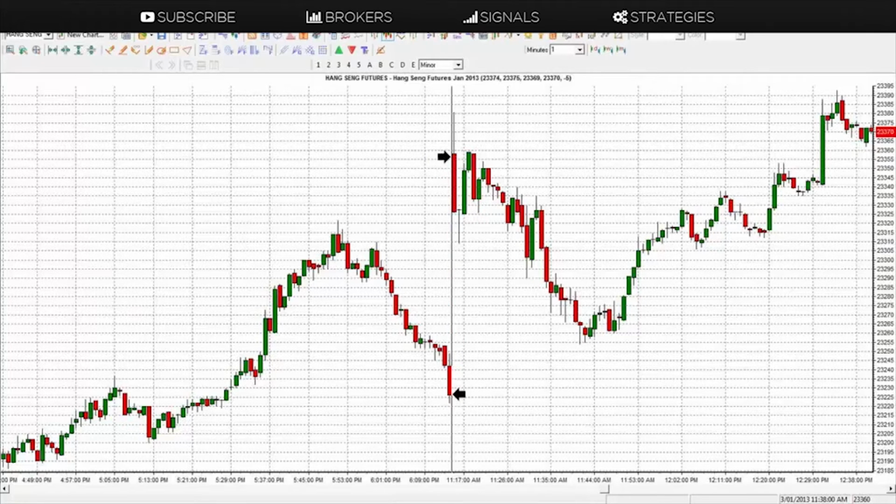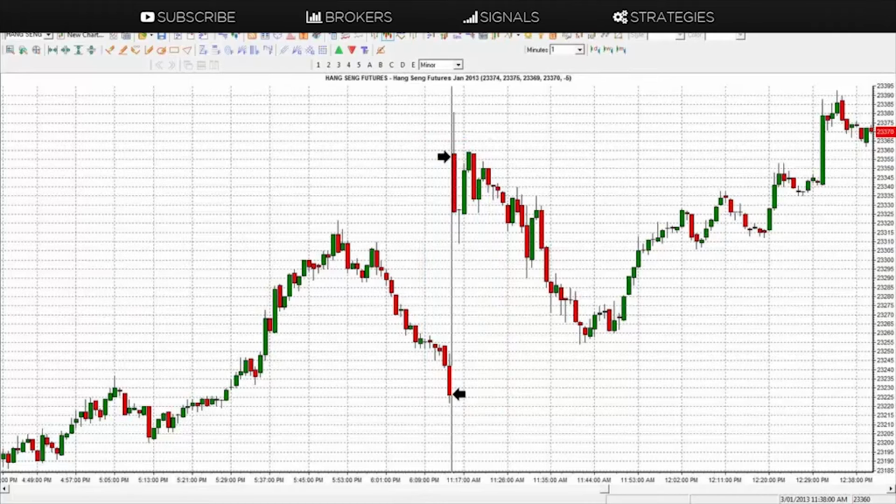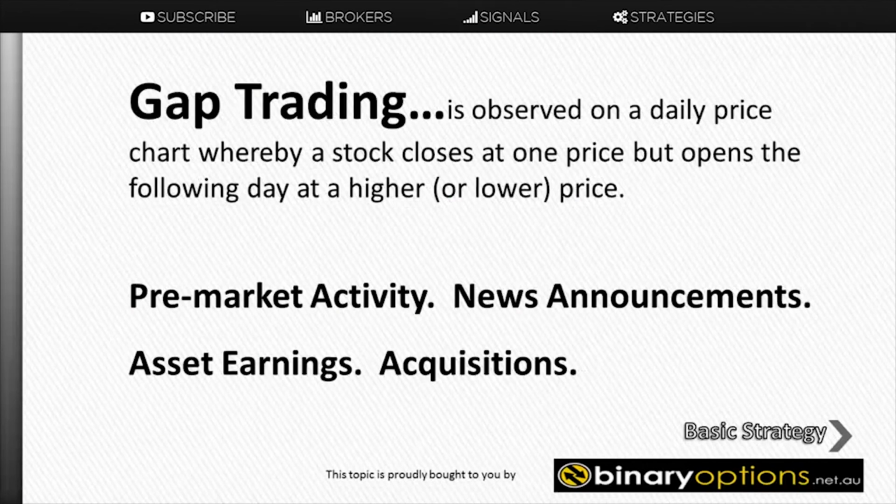Prices trade up or down during these times, and at market open, a price opens at its most recently traded price. A price gap occurs for many reasons, but most often because of regular or irregular pre-market activity, news announcements, asset earnings, acquisitions, and so on.